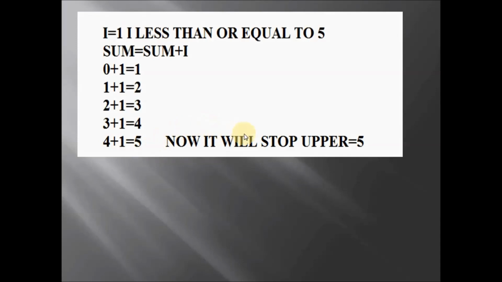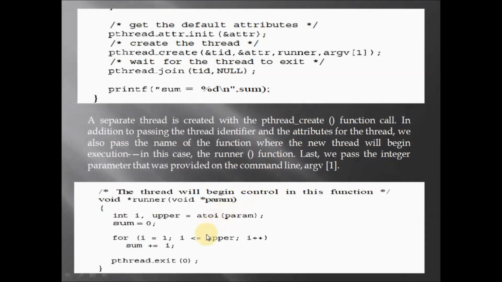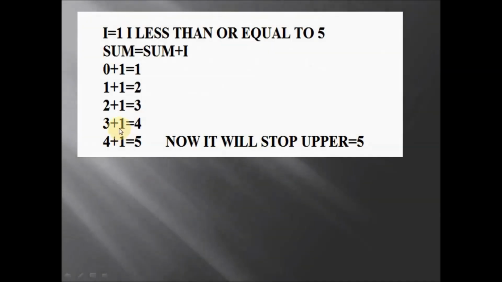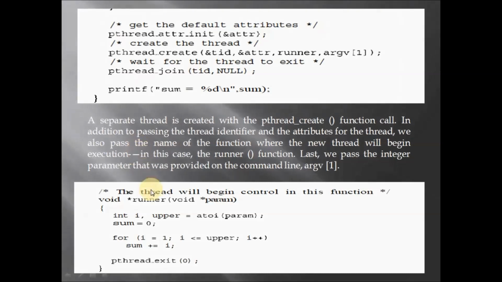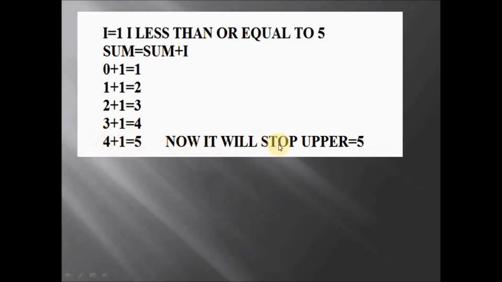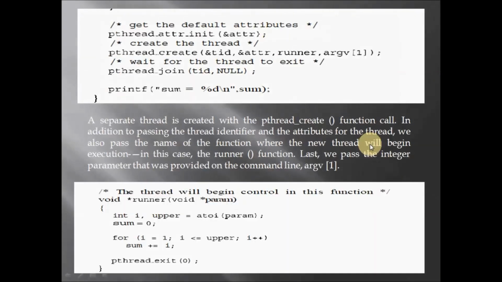Now it will stop at the upper value, because what is the condition here? i less than or equal to upper. The upper value is 5. Now my i value is 5, which is equal to the upper value, that is 5. That's why it will stop. Understanding, guys? If you have any doubts, please post your doubts in the comment section, right?